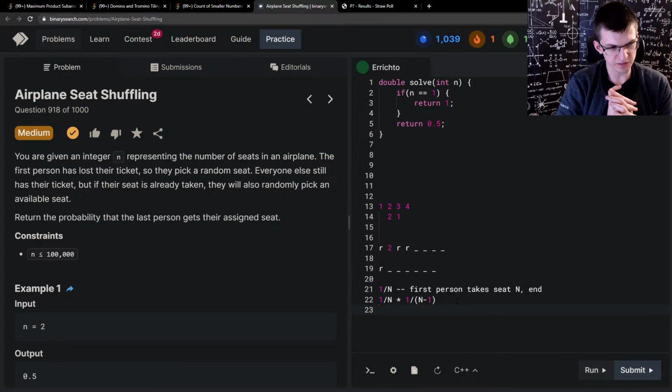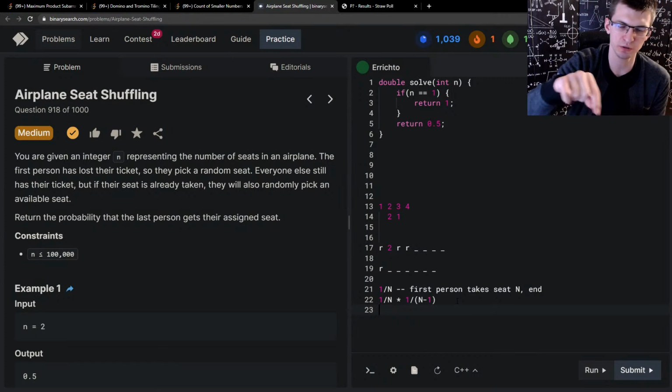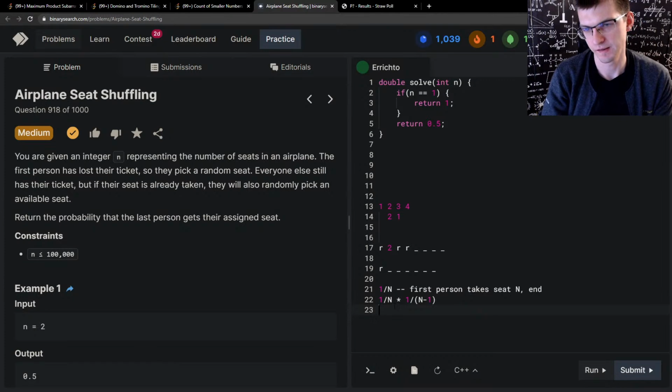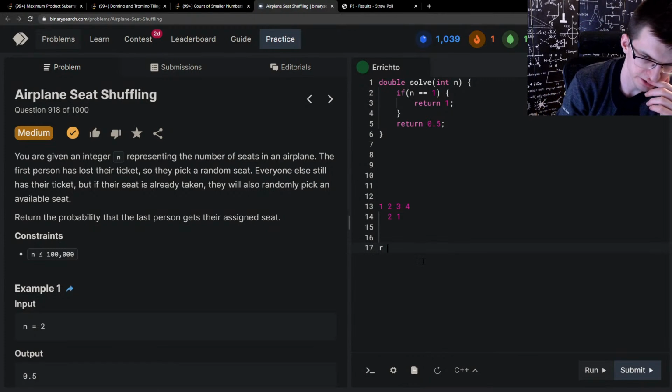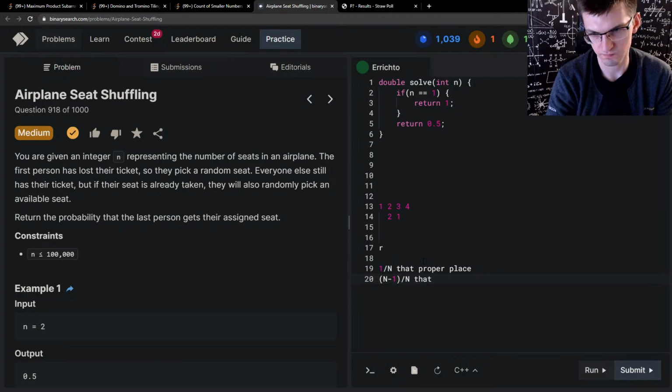At least one person sits in the right place? That's not true. Maybe the first sits on 2, 2 on 3, 3 on 4, 4 on 1. Okay, let's think about it differently. After the first person sits down, there is probability 1 over n that this is the end because he sat on the proper place, and n minus 1 over n that he took a random future place.